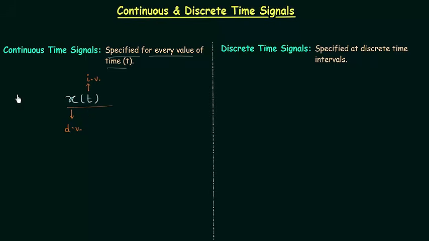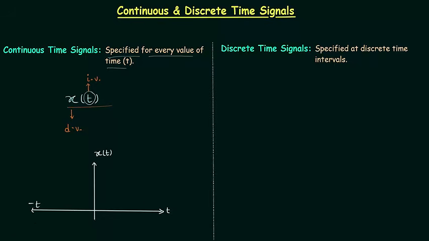Now I will take one very basic continuous time signal. Y-axis is always for function or signal, and here the function or signal is x(t). X-axis is always for the independent variable, and the independent variable is time t.